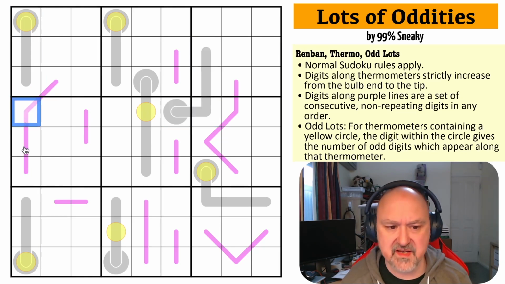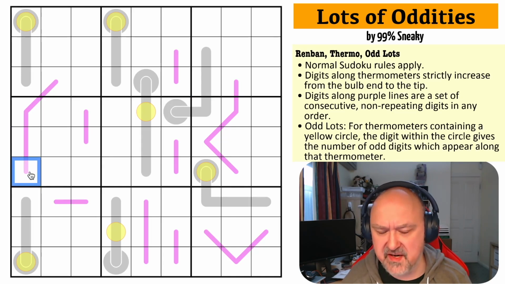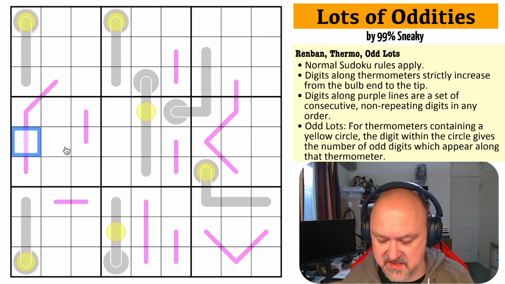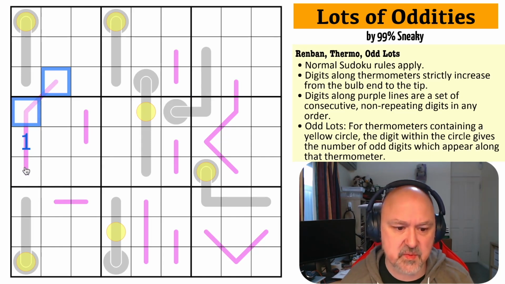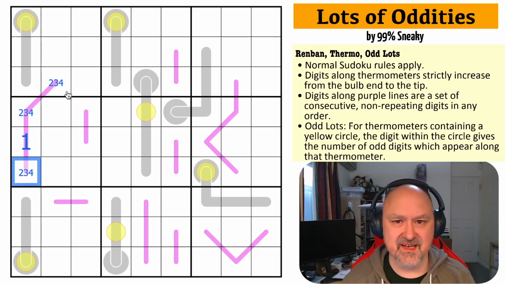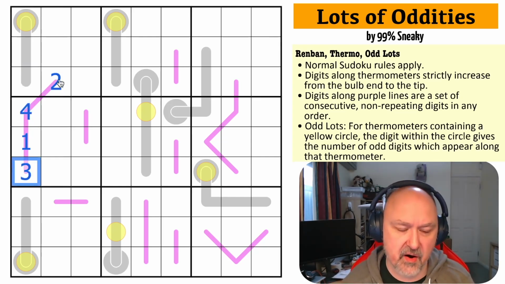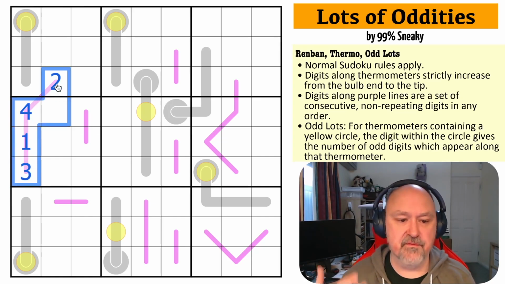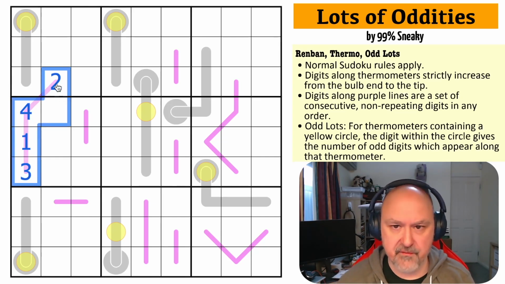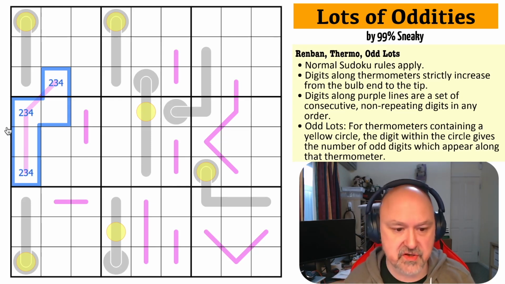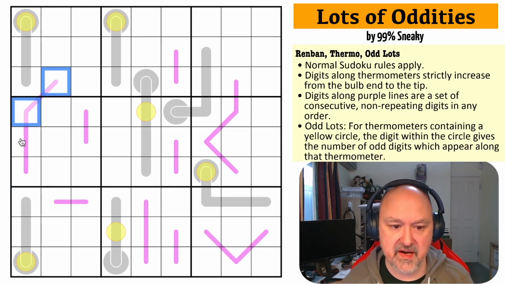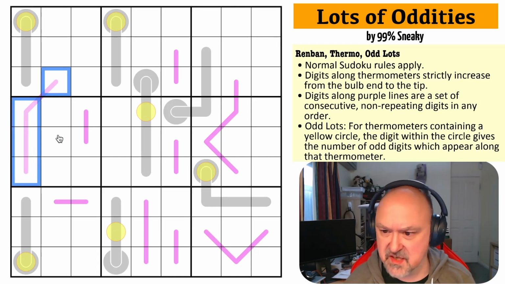Digits along purple lines are a set of consecutive non-repeating digits in any order. What does that mean? So if this is a 1, for example, these would have to be 2, 3, and 4, because 1, 2, 3, 4 is a consecutive run of digits, but they could be in any order. So 2, 4, and 3 would be fine. Similarly, this could be 2, 3, 4, or 2, 3, 4, 5, or 3, 4, 5, 6, or 4, 5, 6, 7. What I couldn't do is repeat digits on the line, and I couldn't separate digits. So I couldn't go 2, 3, 4, and then 6, because that's not a consecutive run of digits.